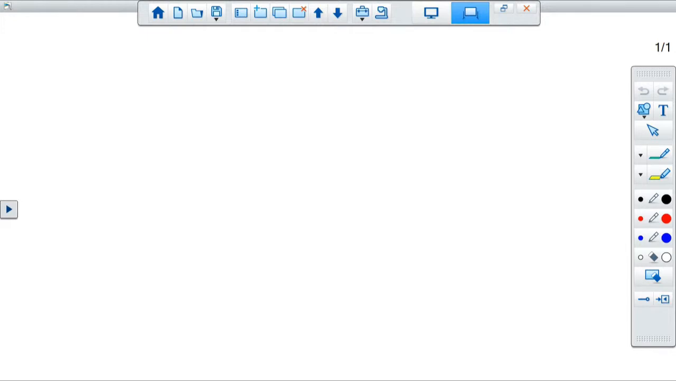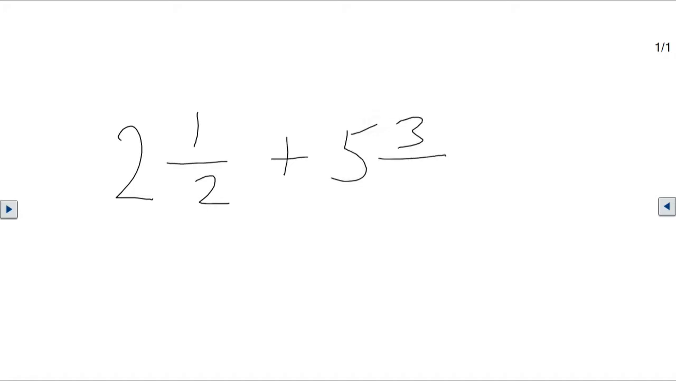Okay, so let's start with something like 2 1/2 plus 5 3/5. I want to be able to add those together. There's a couple of methods that we can do. The first method is we can simply change them into improper fractions.